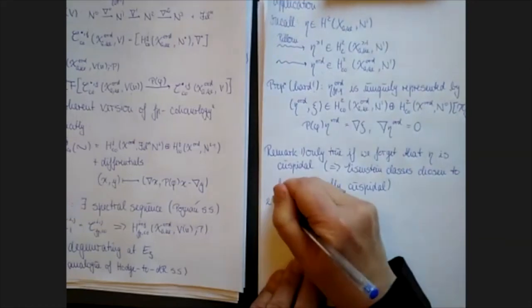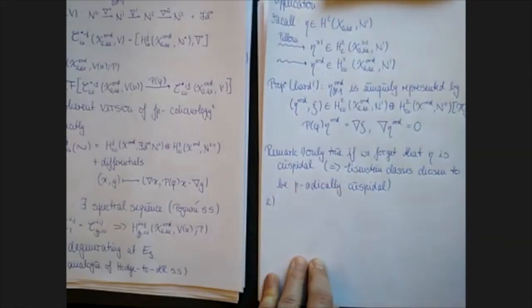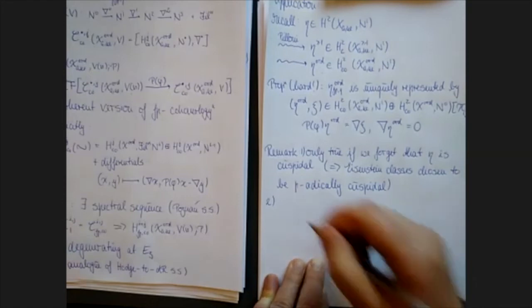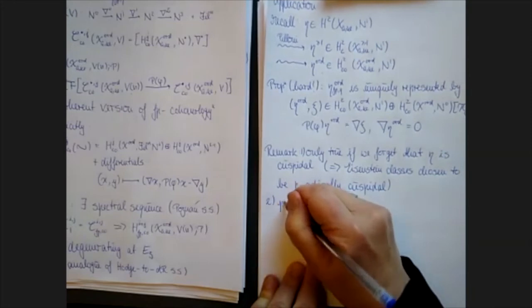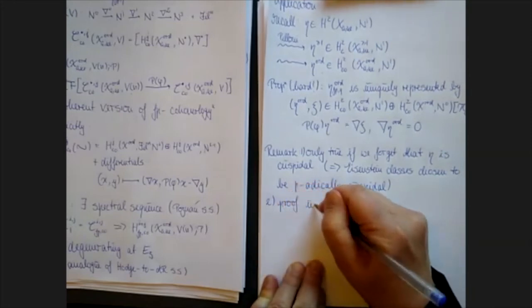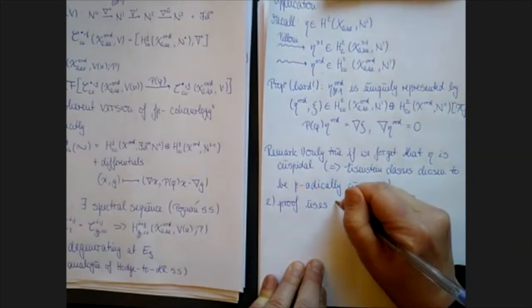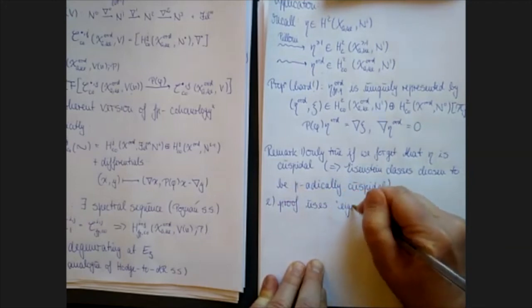And the second remark: there are many ingredients that go into the proof of this proposition, but in particular, the proof uses again the eigenspace vanishing conjecture.